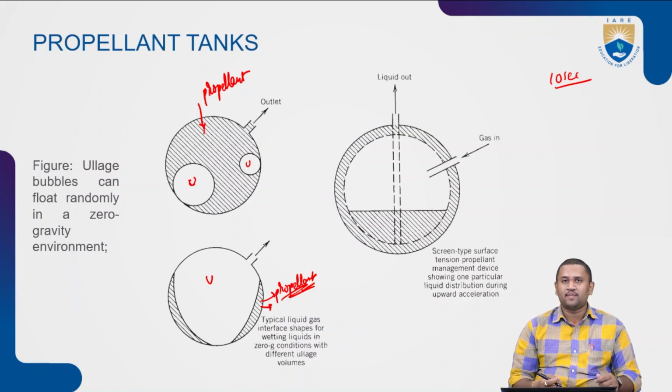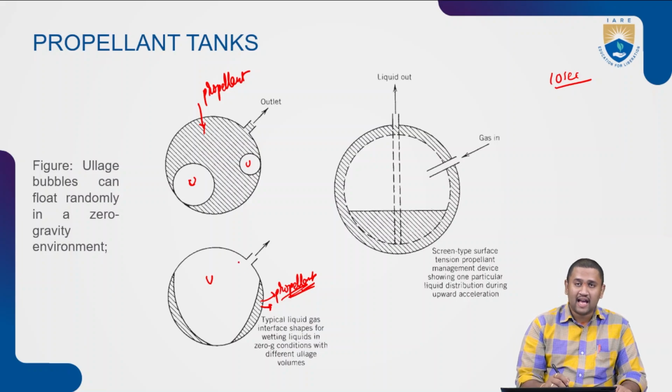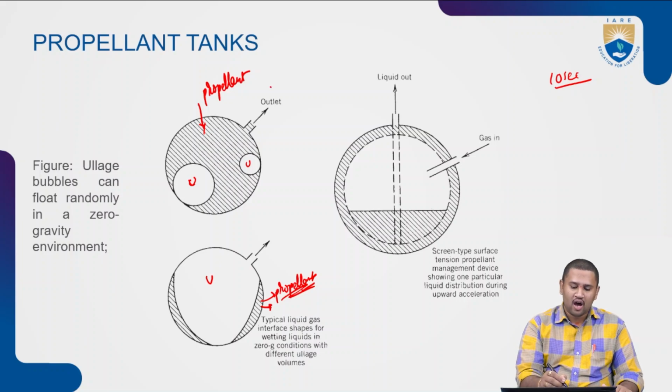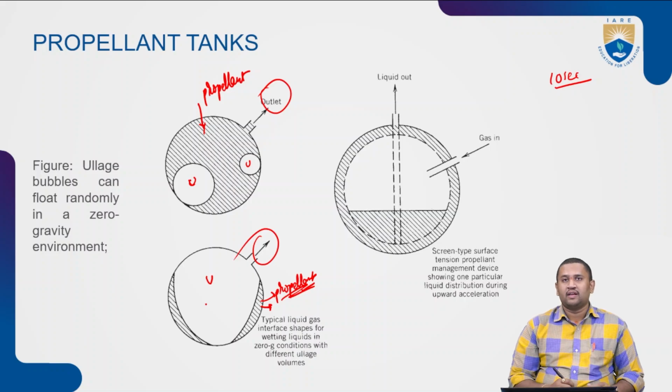Now, what happens during this? Basically, as there is no gravity or any force to push the propellant towards the outlet, it tends to be wasted in the flight.